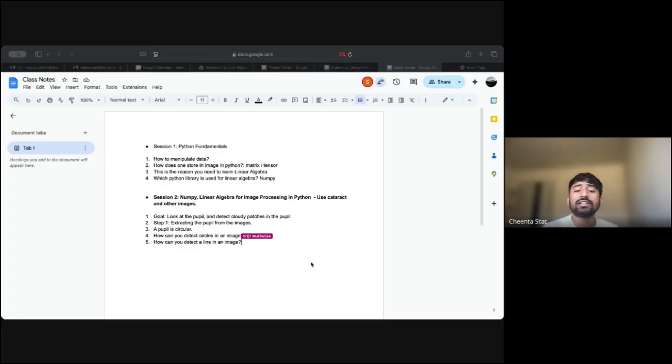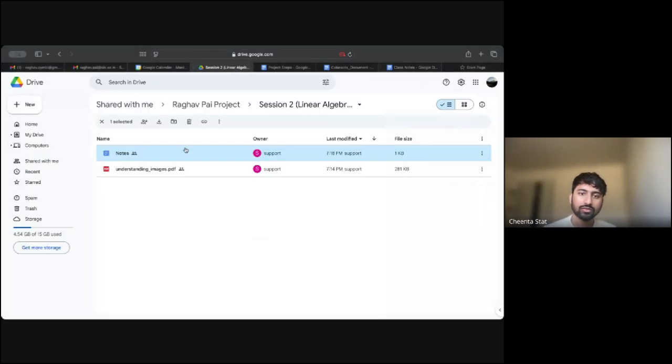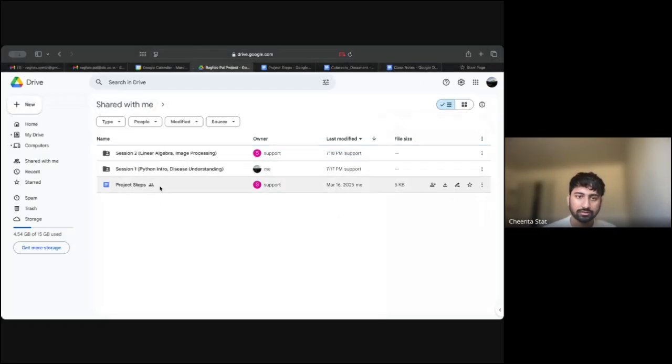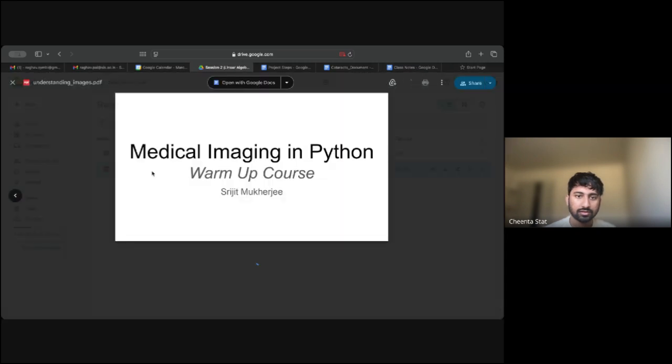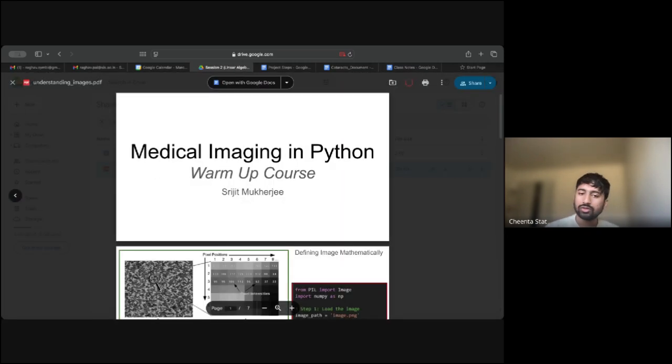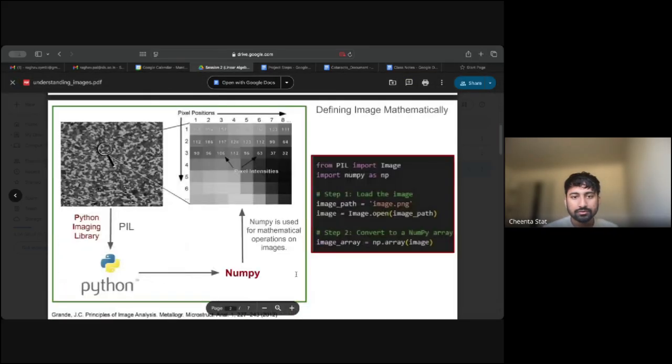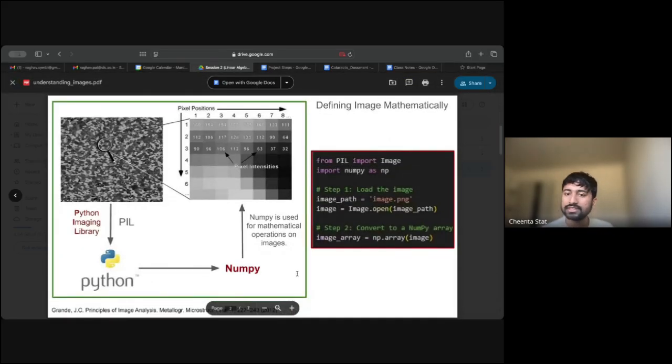So now, how can you detect a circle or line in an image? Let's go back to the PDF file that I have shared with you, the one on understanding images. Go down. This is the first step on the right-hand side. You can see how to do it. You can learn it from GPT, that's not a problem.